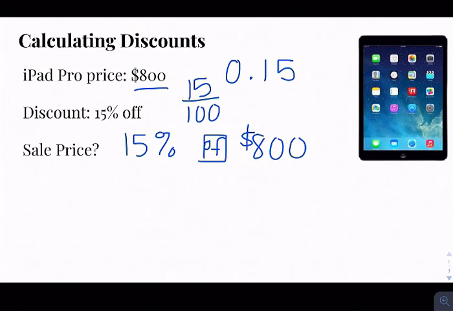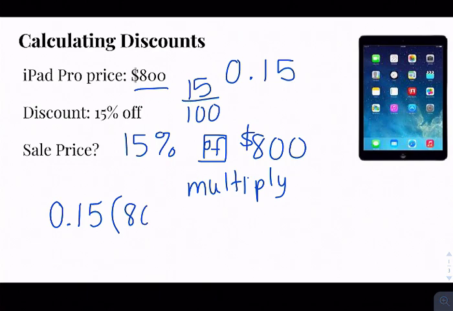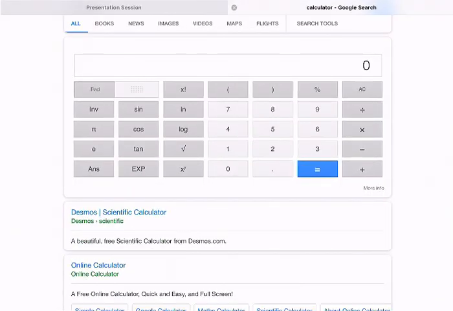And this word of means that we multiply. If we remember back to when we started multiplying fractions and multiplying decimals, we were always trying to find part of another part. Well, we're trying to find 15%, which is part of $800. So we're going to take that 15%, or 15/100, that's how we say that decimal, and we're going to multiply it by 800. So this is what it would look like in our calculator. We would have 0.15 times 800, and we get $120.